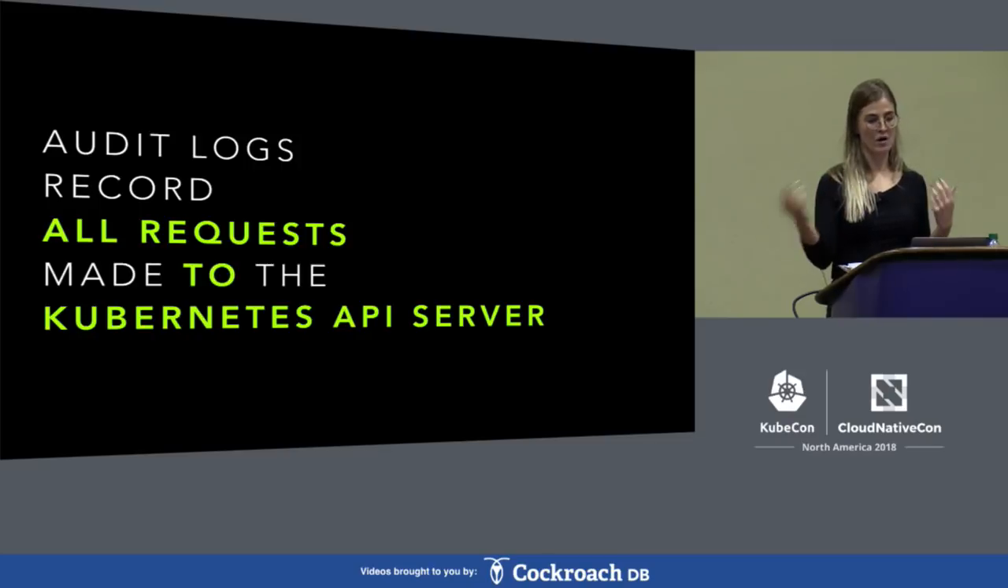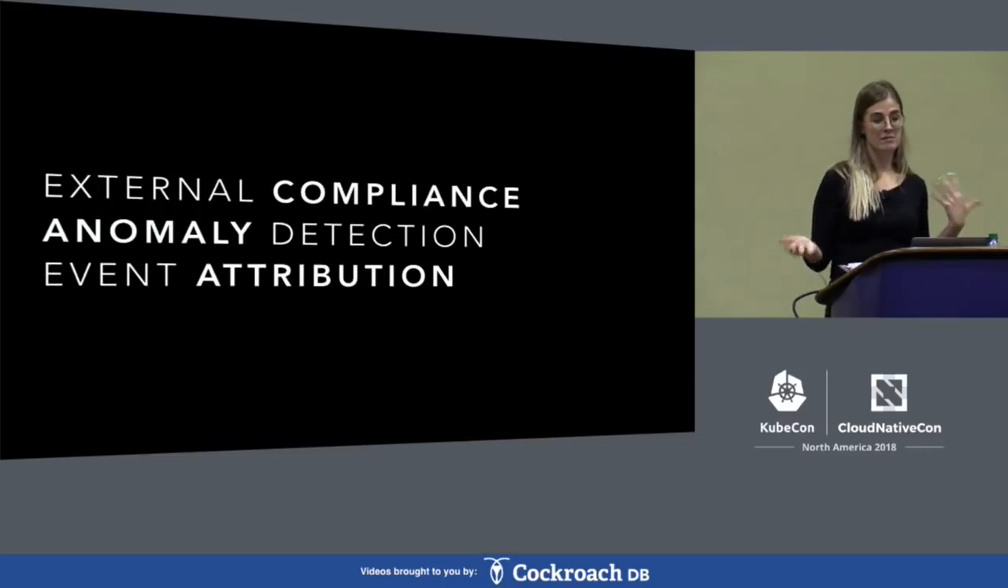What we're left with is a chronological set of records that document pretty much every activity that's affected the system. So why should you care? What good is this? Audit logs can be used for a number of things. I like to bucket them generally into 3 categories: compliance, anomaly detection, and event attribution.